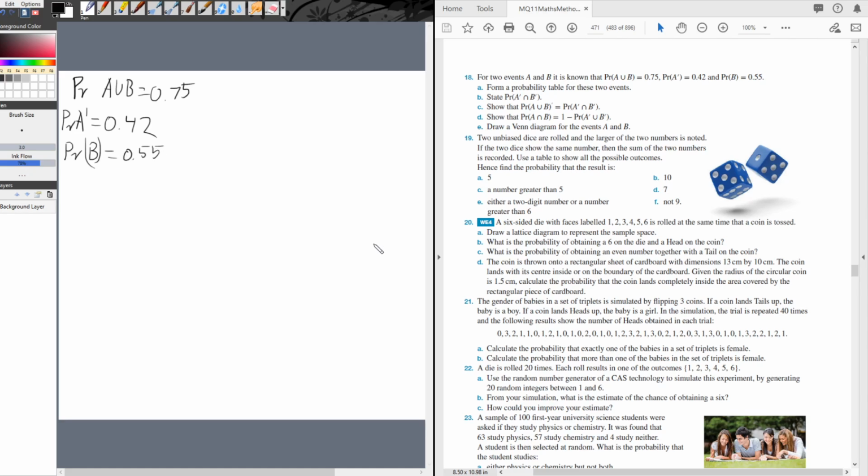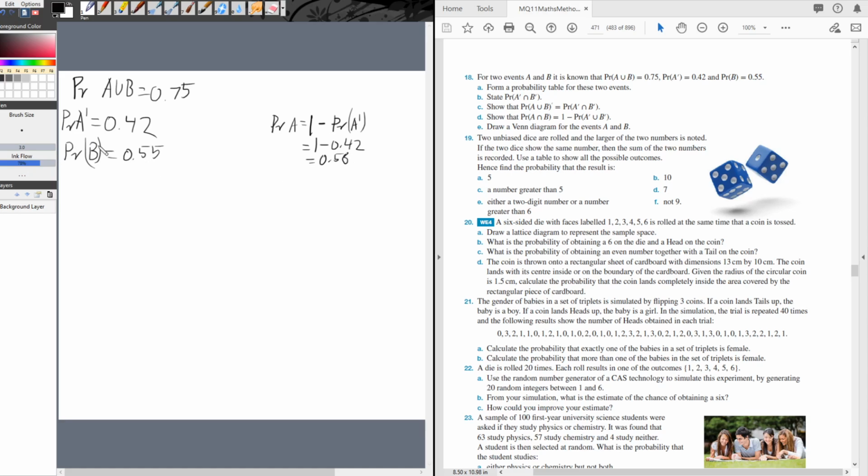Now, the first thing you're going to need to work out is, if we have the probability of A dash, we also need to know the probability of A. And we can do that by using the complementary events formula. So we have PR of A is equal to 1 minus the PR of A dash, which is equal to 1 minus 0.42, which is equal to 0.58.